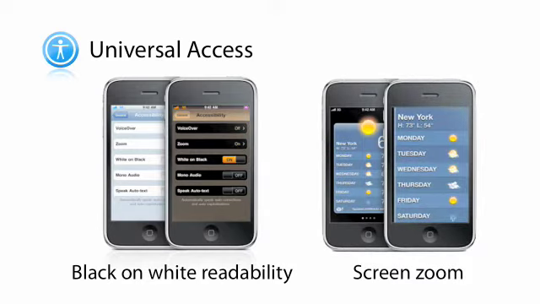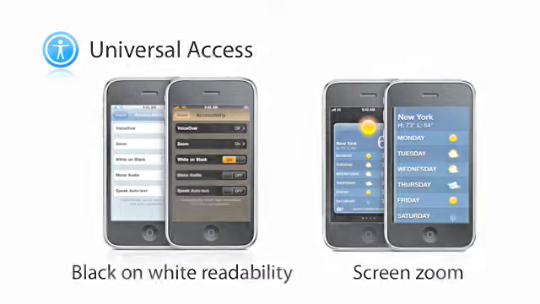There's a screen zoom option now, so even though the iPhone already has quite a large screen in relation to most mobile devices, being able to do the screen zoom is obviously going to help those people who are having difficulty reading or who have different eye impairments.